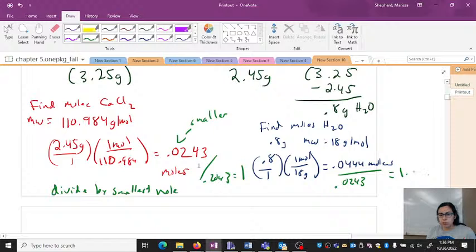So 1 point, what did you say? 1.8289. And so that's really close to 2, right? So we want whole numbers, so we can probably just go ahead and round this to 2 pretty safely.